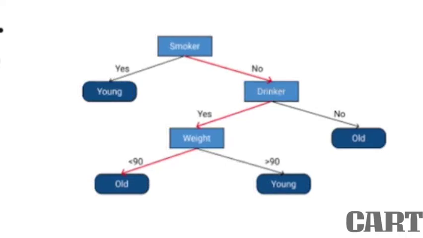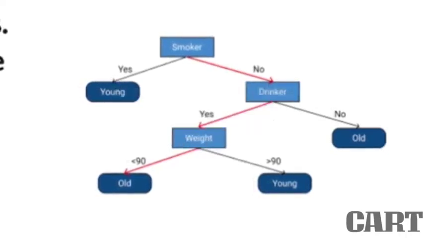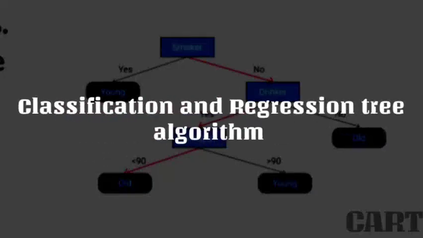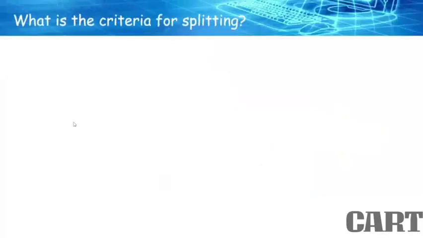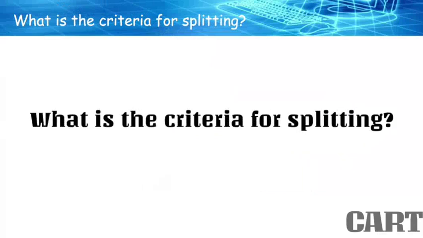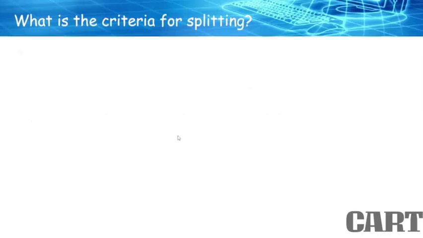It is often known as CART also. CART stands for classification and regression tree algorithm, so it is used for both kinds. We'll be going with the classification way. What is the criteria for splitting? We just saw in the earlier slide that yes and no were the criteria, so it is directly telling us the criteria for splitting.